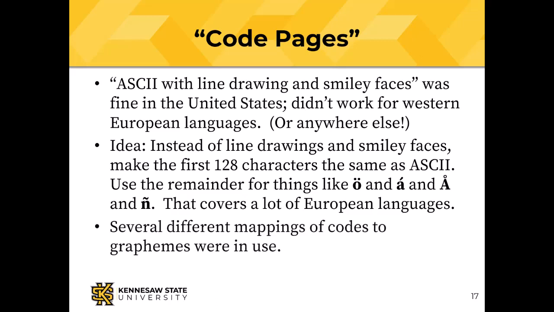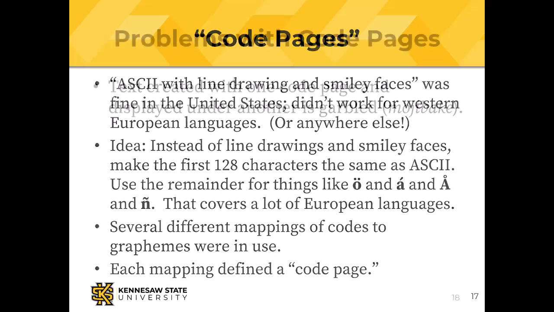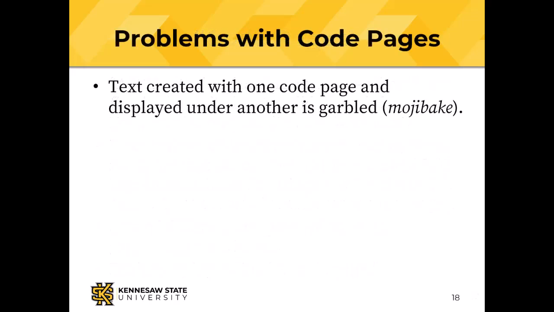There wasn't just one of those. There were several mappings of codes to graphemes. And each of those mappings defined something that was called a code page. The code page was nothing more than the list of mappings for a particular file of data. The problem is that text created with one code page was garbled if displayed under another. We use the Japanese word mojibake to describe such garbled data.